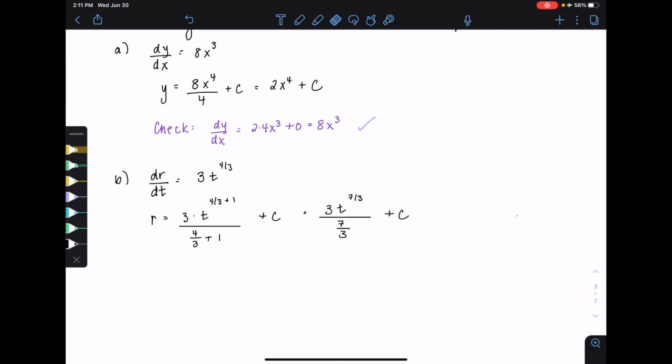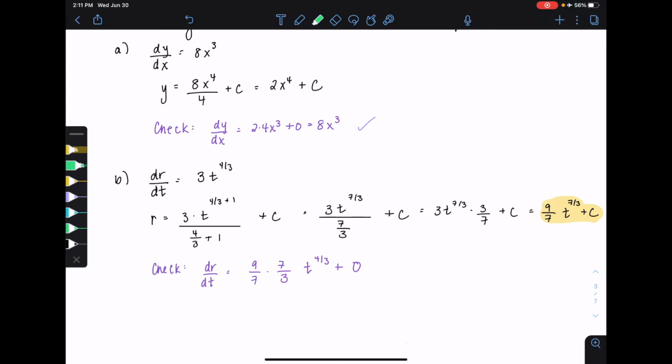And then when you're dividing by a fraction, it's the same thing as multiplying by its reciprocal. And so 3 times 3 over 7 would give you 9 over 7 t to the 7 over 3 plus c. And again, we can always check. So if I take the derivative of this expression, the 9 over 7 stays out front. I bring the power down, so 7 over 3, and I decrease the power by 1 to give us t to the 4/3. And then we add our 0.